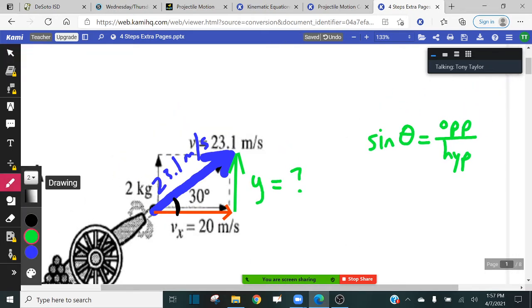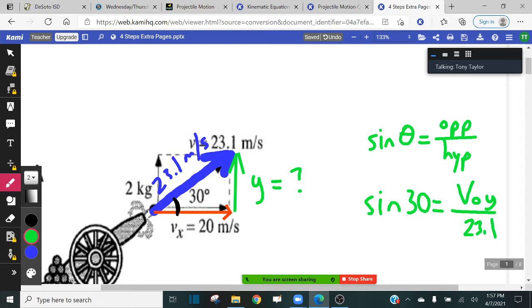Now let's just fill everything in. Sine of this angle here, which we're told is 30 degrees, is equal to the opposite. What is the opposite we're looking for? Remember, guys, we're looking for the initial velocity in the y direction. So the opposite side represents the initial velocity in the y direction, because that's what this vector represents. And what is the hypotenuse? They tell us the hypotenuse is 23.1 meters per second.